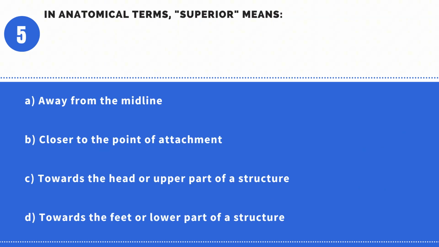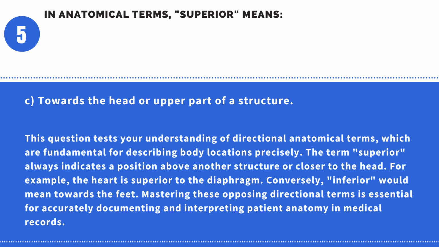Question 5. In anatomical terms, superior means: A. Away from the midline. B. Closer to the point of attachment. C. Towards the head or upper part of a structure. D. Towards the feet or lower part of a structure. Answer: C. Towards the head or upper part of a structure.